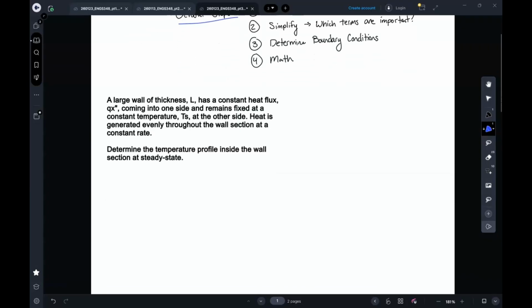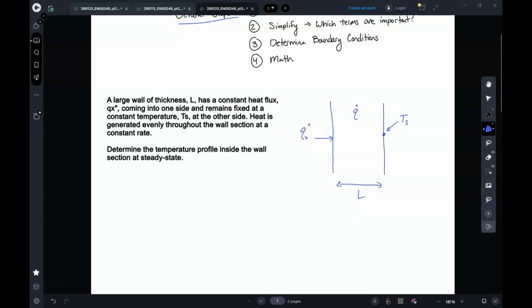So what we have, I'm going to sketch out a picture. We have a wall of thickness L. So maybe it looks like this and has some thickness here, L. It has a constant heat flux, Qx double prime, coming into one side. So this is Qx double prime. And at the other side, the temperature remains fixed at a constant temperature. So I'll draw it like this. I'll label that side as Ts. Heat is generated evenly throughout the wall section at a constant rate. So this is Q dot, how much heat is being generated.